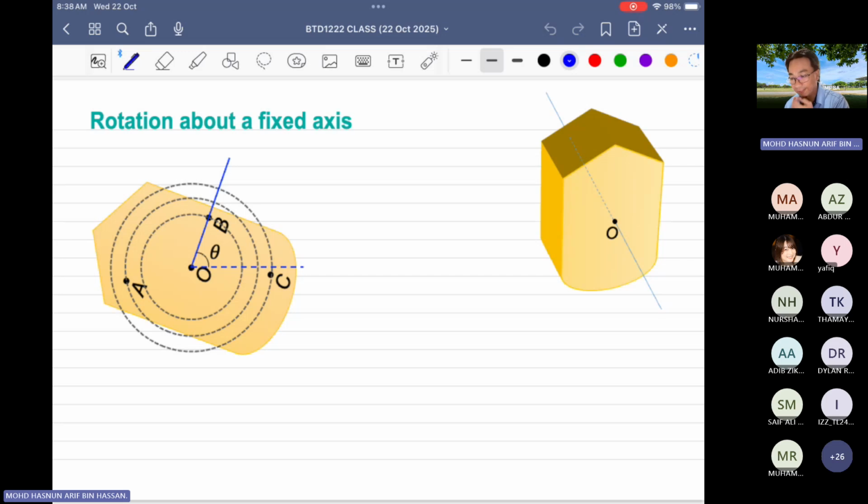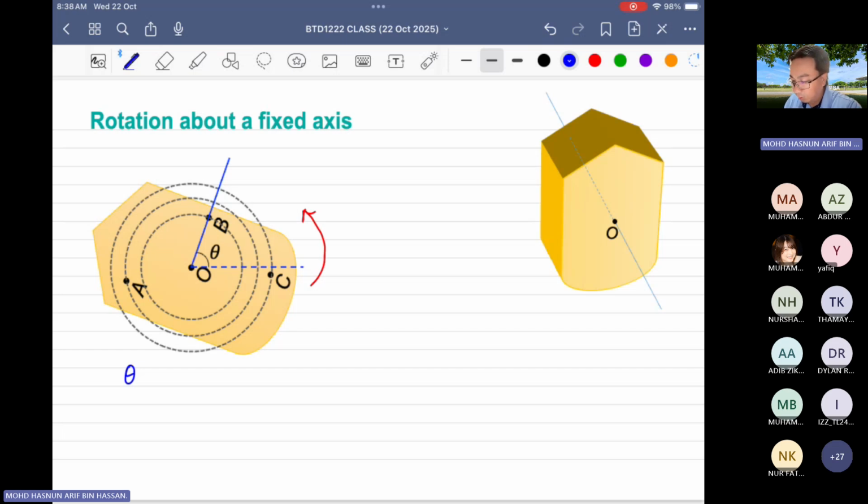So we will continue our dynamics class. In the previous class, which is last week, we talked about rotation about a fixed axis. If you can see the screen that I have shared, you can see that when the body is rotating, in this case, the rotation is anti-clockwise in this direction. So we have theta there. This is just to recap what we have learned previously.